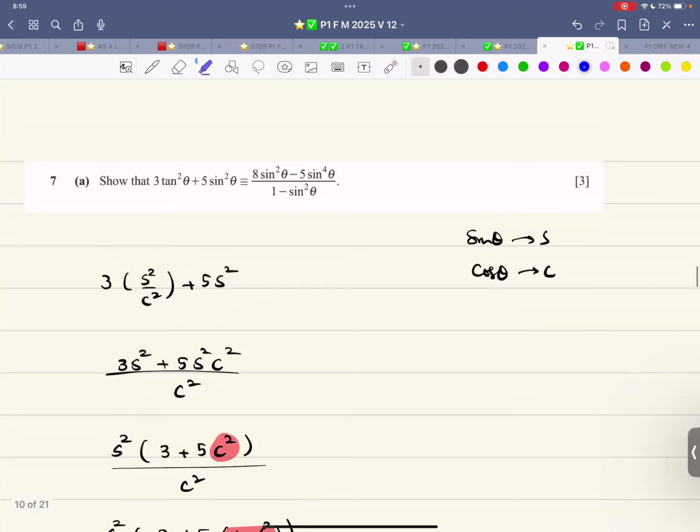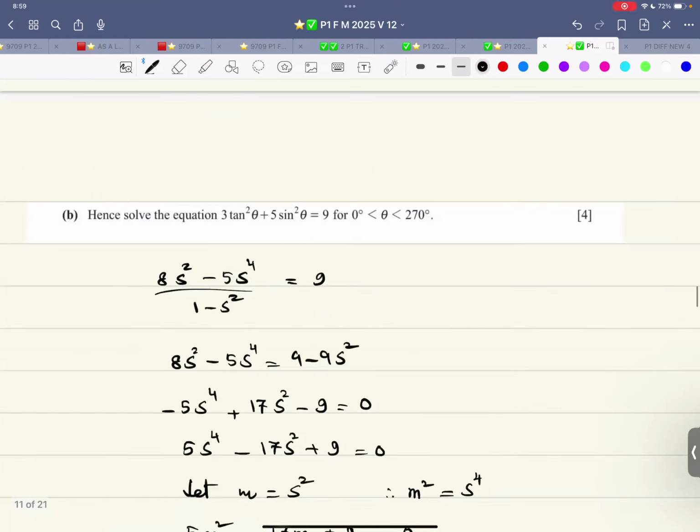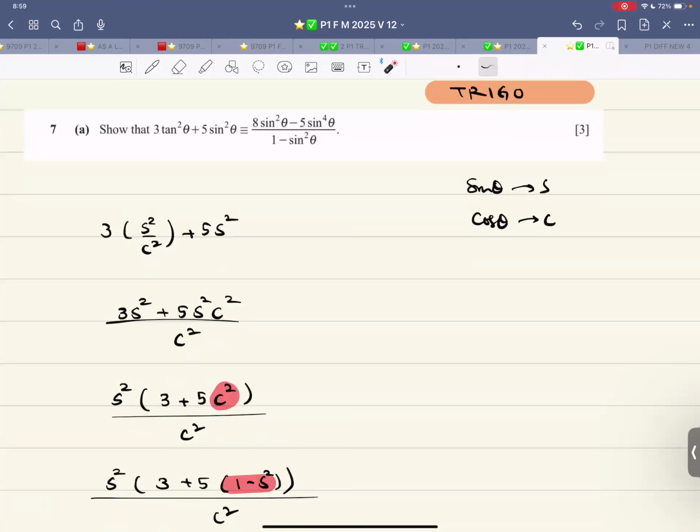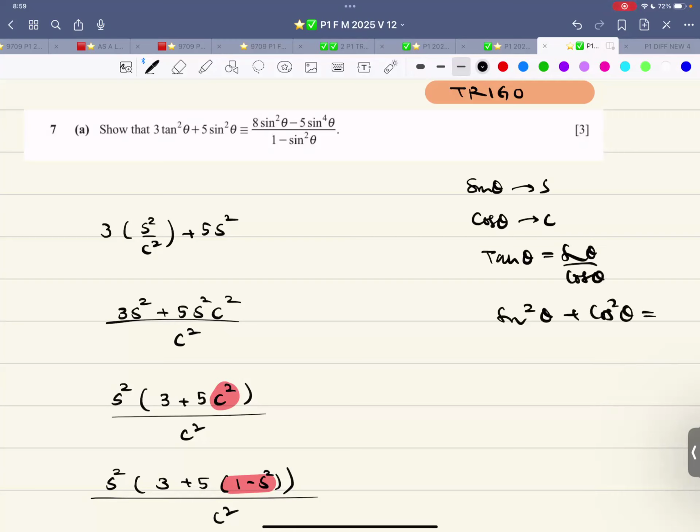Question number 7, this is about trigonometry. The first one is an identity. The second one is an equation. Let's get started with this. 3 tan squared theta plus 5 sine squared theta is this thing. For a second, I had the feeling to open this up, but then I thought about tangent. Tangent theta is sine theta over cosine theta. We should also know that sine squared theta plus cosine squared theta equals 1.